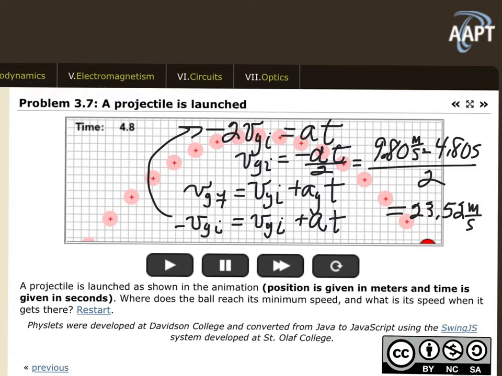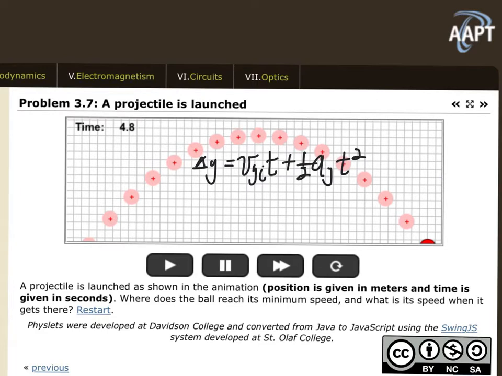Let me show you another way of getting it. Use equation 3 from the kinematics equations, noting that delta y equals 0, because you start at the same y and you end at the same y. Since that's 0, you can divide by t, and you get the same result we just got.